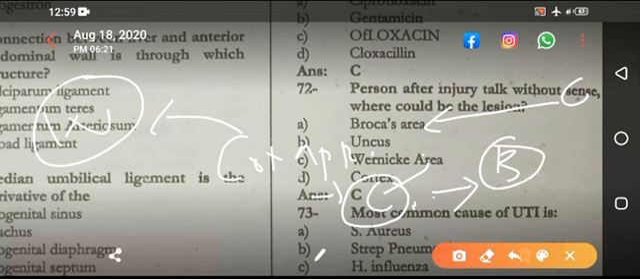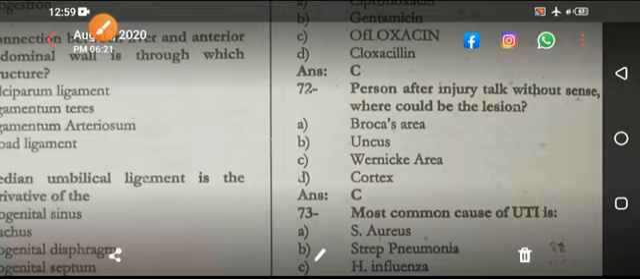Blood supply. Which artery is damaged if a person is having Broca's? Inferior branches of MCA. And which branches are damaged if a person is having Wernicke's? The answer is posterior branches of MCA.